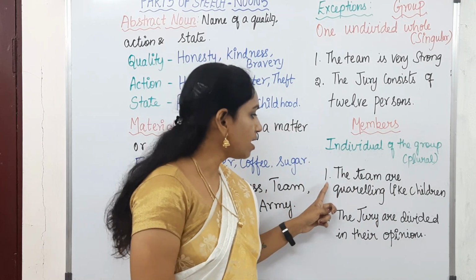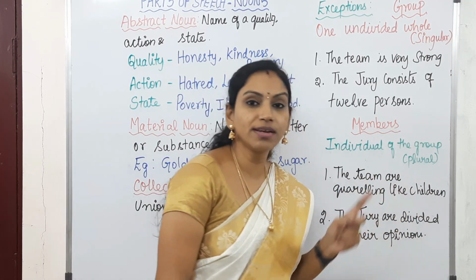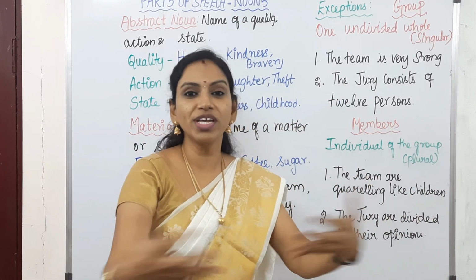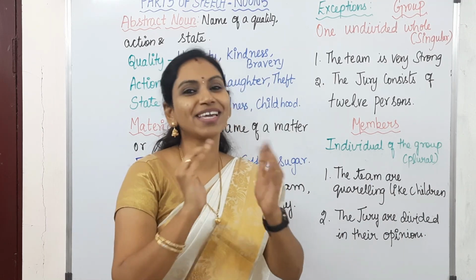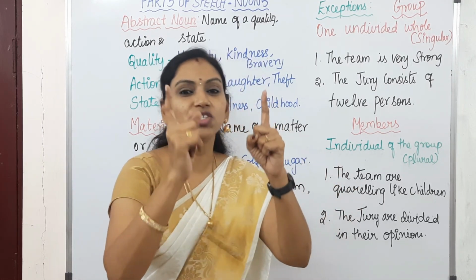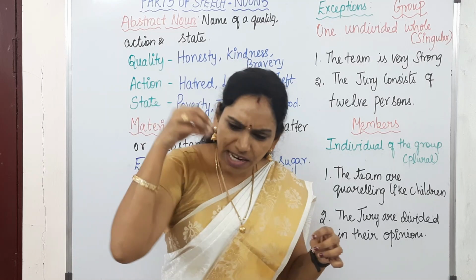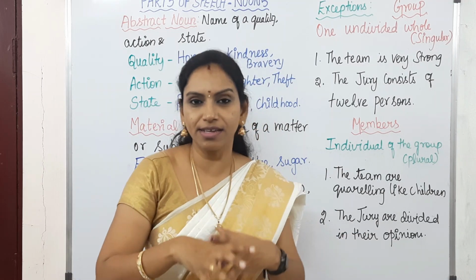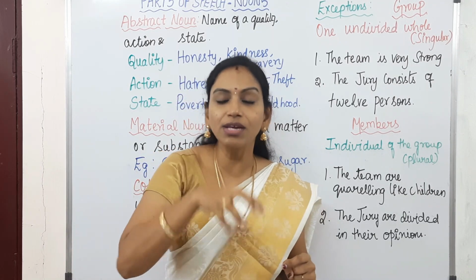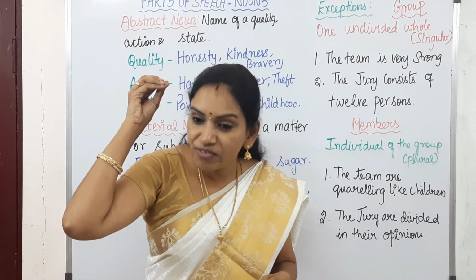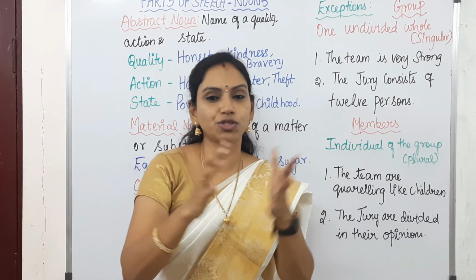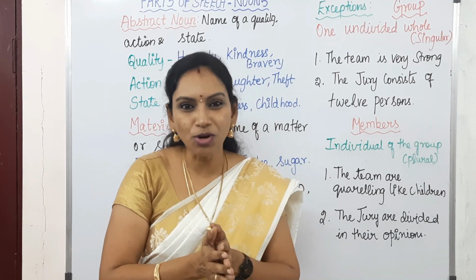Let's see an example. The team are quarreling like children. The same word team. When I say the team is very strong, I am treating it as singular. But here, I am saying the team are quarreling like children. Like small children, each and everybody in the team is fighting. They are not united. Which means I am mentioning each and everybody, individually. So when I am considering individual persons, say a team of 10 students, it's a plural, of course.